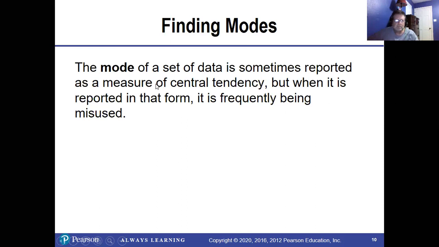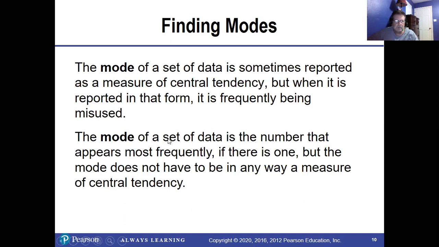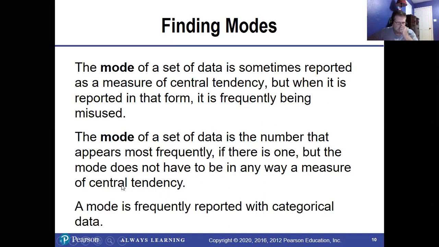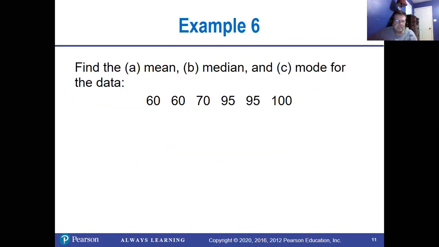It says the mode is sometimes reported as a measure of central tendency, but when it is reported in that form, it is frequently being misused. The mode of a set of data is the number that appears most frequently, if there is one. The mode does not have to be in any way a measure of central tendency, and it is frequently reported with categorical data.